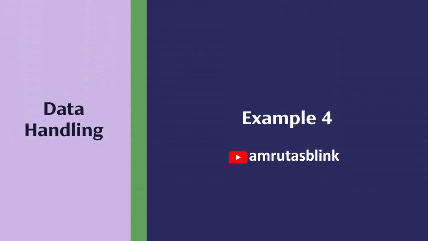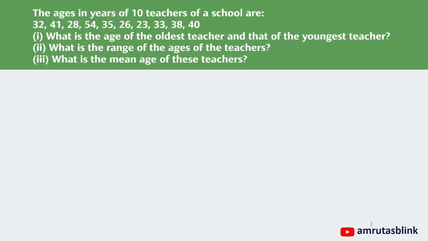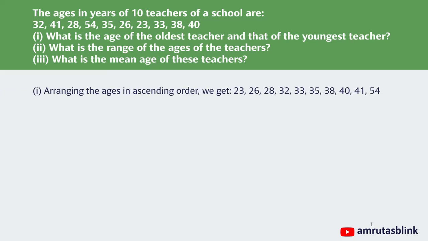We'll see example 4. The ages in years of 10 teachers of a school are 32, 41, 28, 54, 35, 26, 23, 33, 38 and 40. What is the age of the oldest teacher and that of the youngest teacher? What is the range of the ages of the teachers? What is the mean age of these teachers?